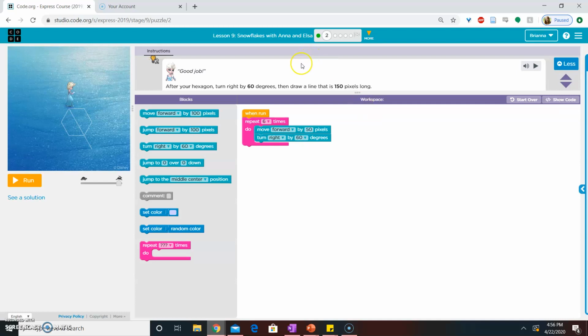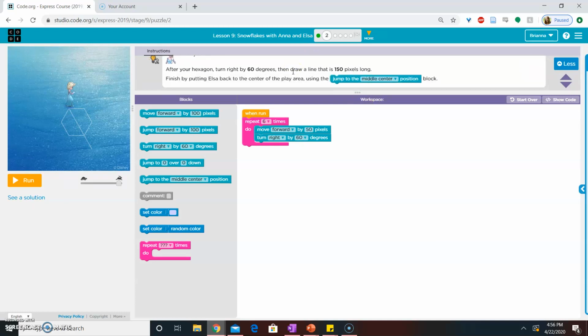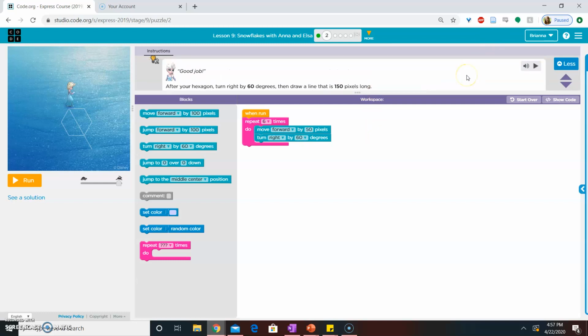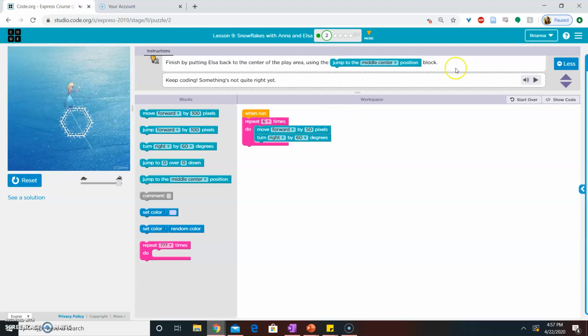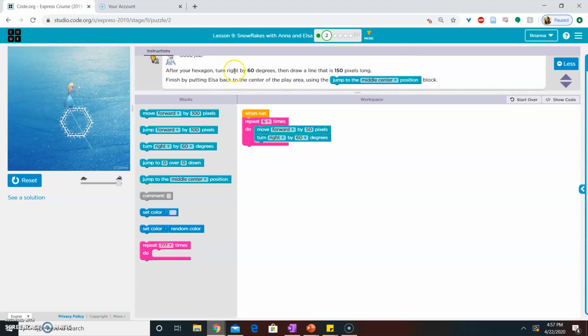Okay, so lesson 9, page 2. It says, after your hexagon, turn right by 60 degrees, then draw a line that is 150 pixels long. Finish by putting Elsa back to the center of the area using the jump to the middle center position block. Okay. So we've still got our code from that hexagon on the last slide, so we can see it draw that hexagon again. Good, yeah, something's not quite right. Well, that's because now I need to tell her to turn right by 60 degrees.